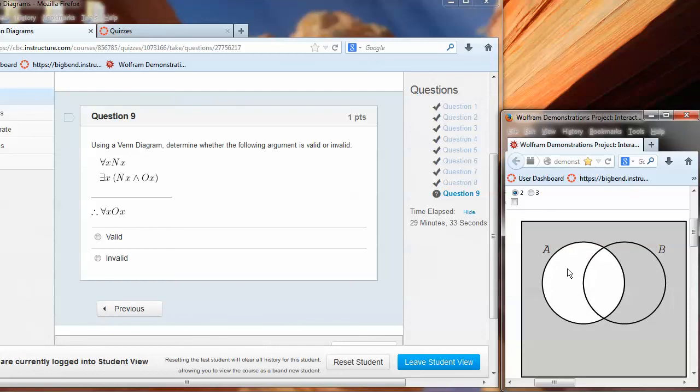We don't have enough information to shade this in, right? We shouldn't do that. So there could be some stuff over here, and that wouldn't be in the B circle. That is, those things wouldn't be O's. So it just doesn't follow from these two premises that this conclusion that everything is an O is true. So this argument is going to be invalid.